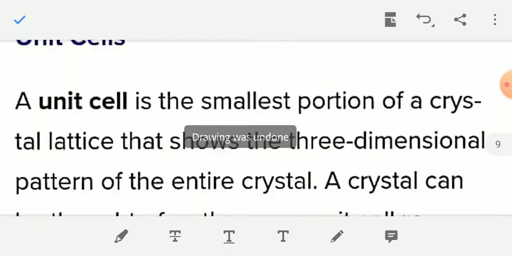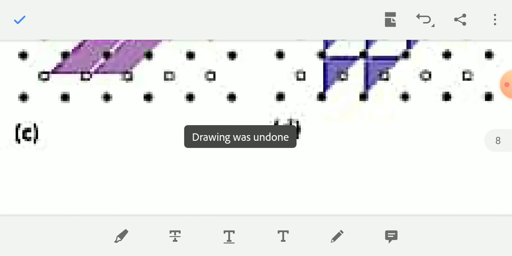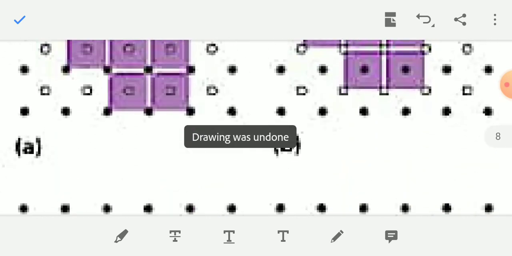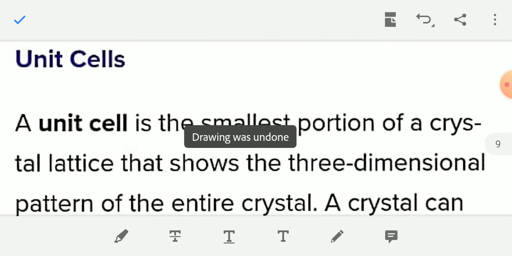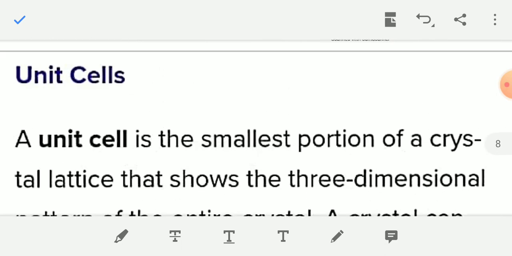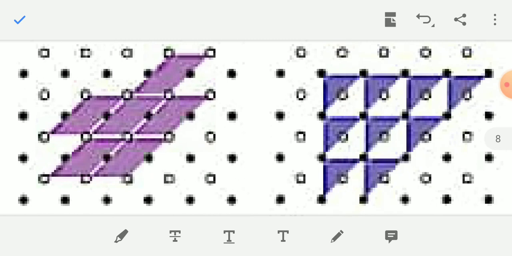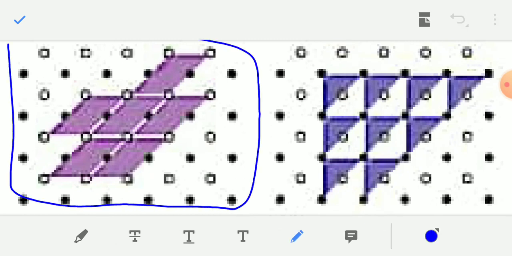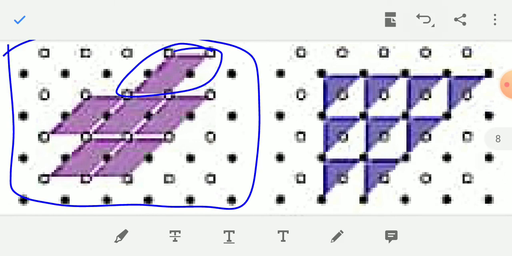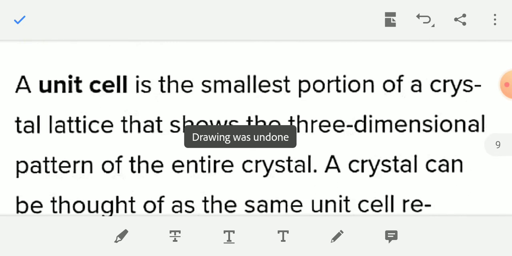Now see, unit cell. What is unit cell? I have told that these small boxes are known as unit cells. Unit cell is the smallest portion of a crystal lattice. This is the entire crystal lattice, and the smallest portion of a crystal lattice is known as unit cell. Okay, so what is unit cell?